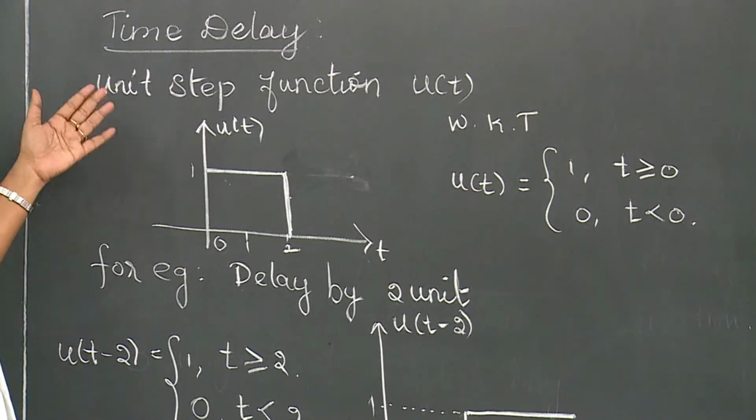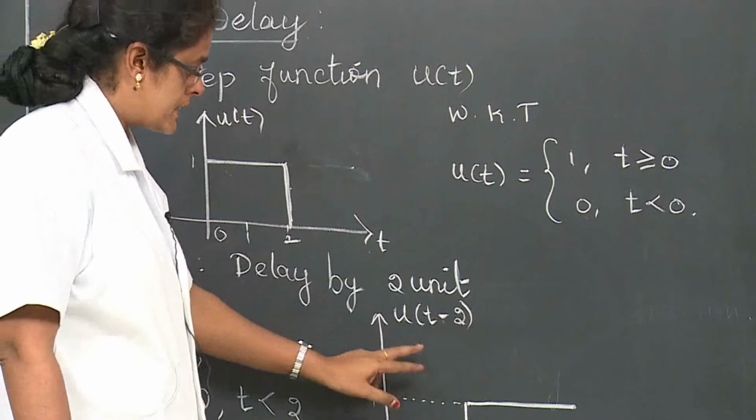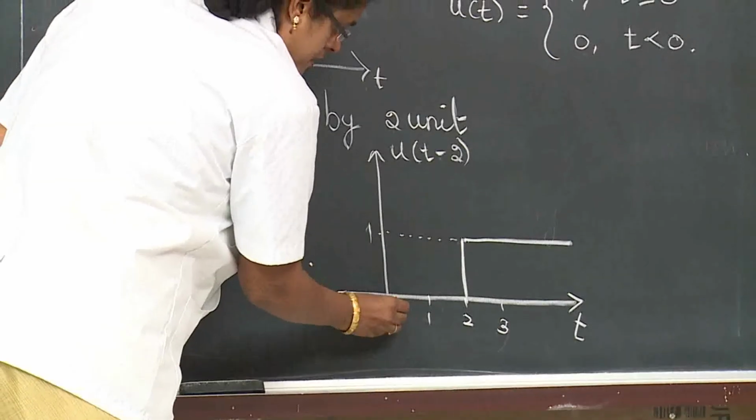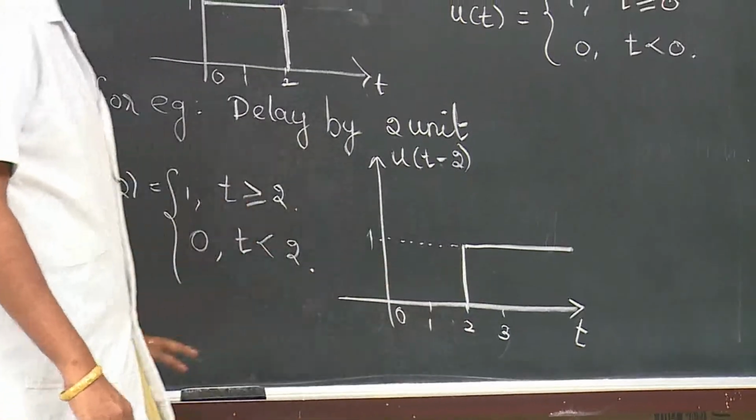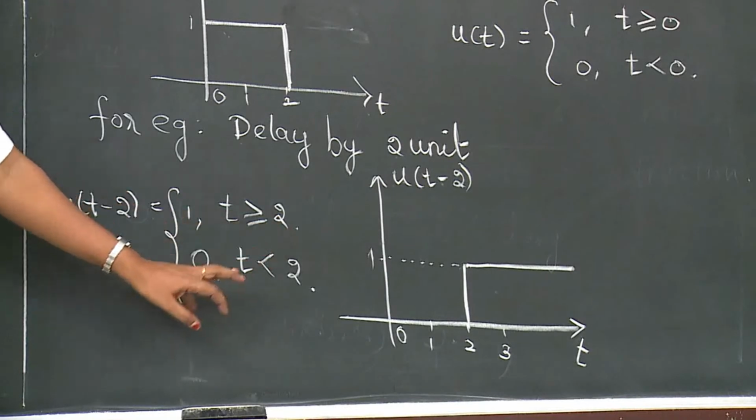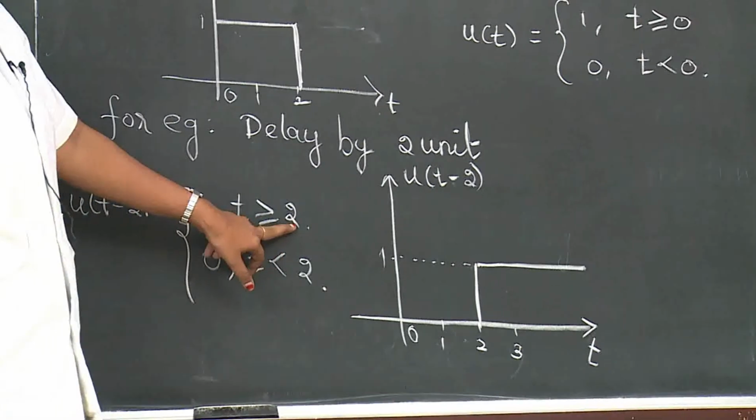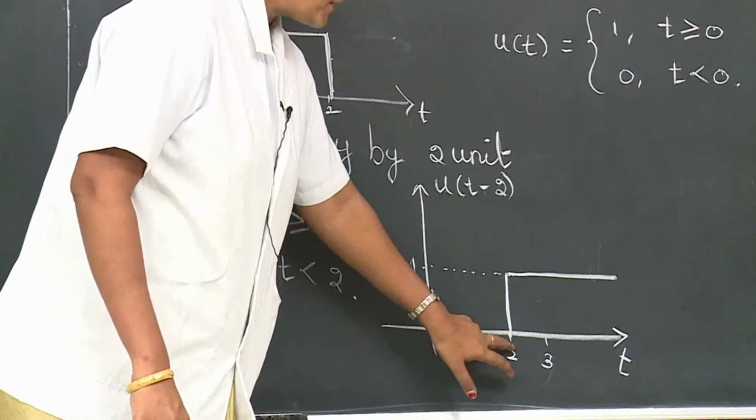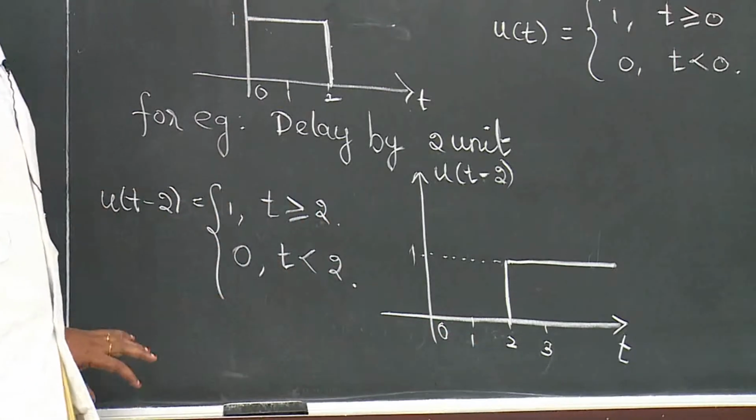So the delayed signal is reconstructed as u of t minus 2. The signal will be delayed by 2 units. That is, u of t minus 2 equals 1 for t greater than or equal to 2 and 0 for t less than 2. That is, the signal starts at 2, delayed by 2 units. So the signal starts at 2, exists on the positive side, and for t less than 2 it is equal to 0.